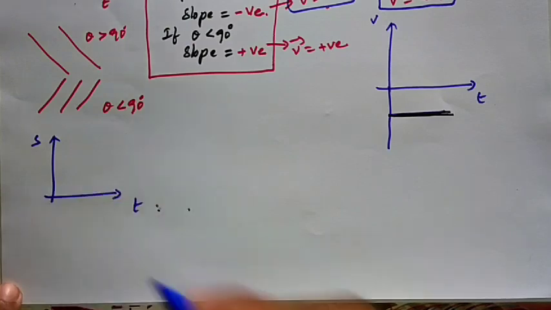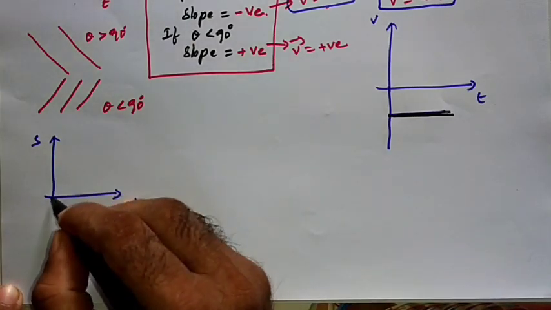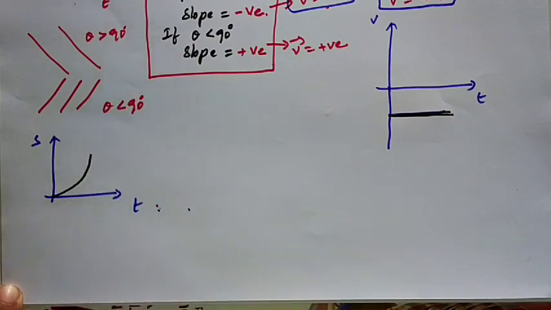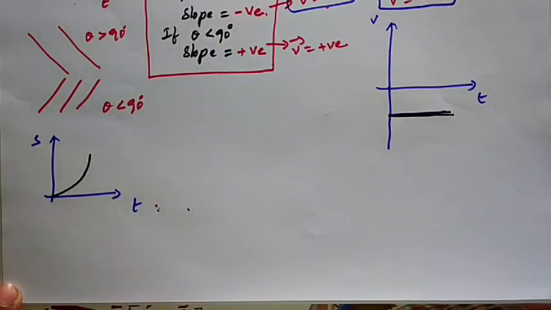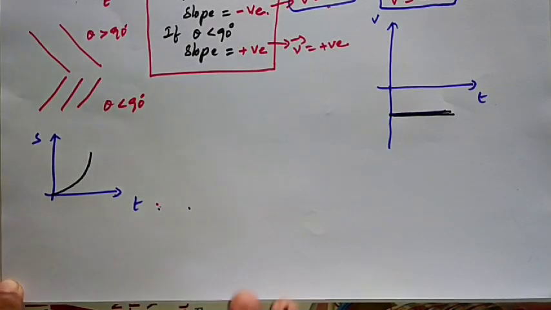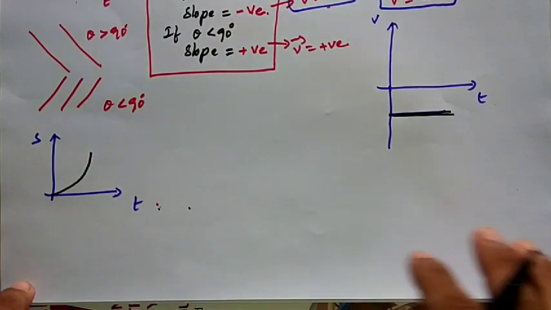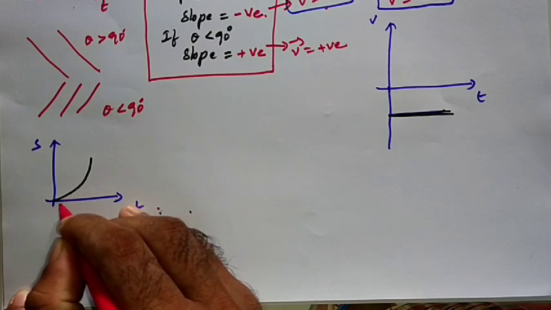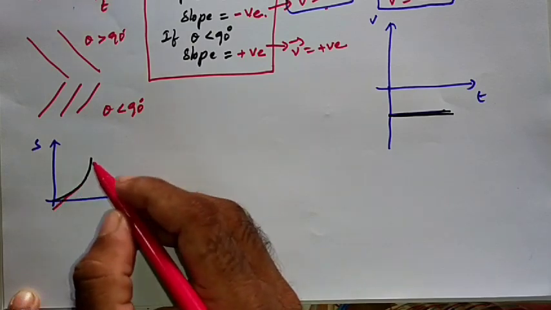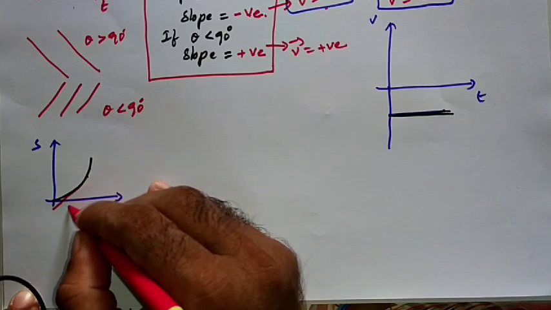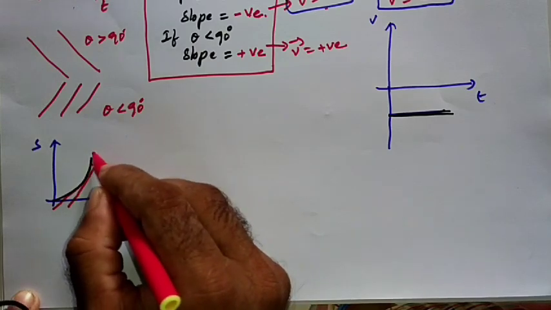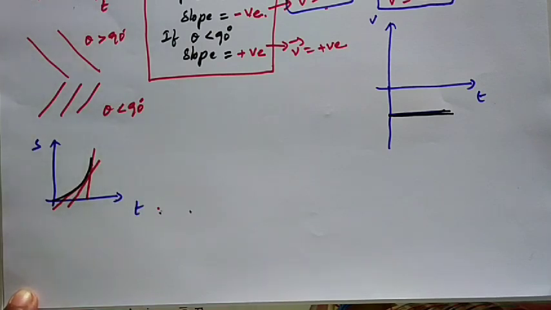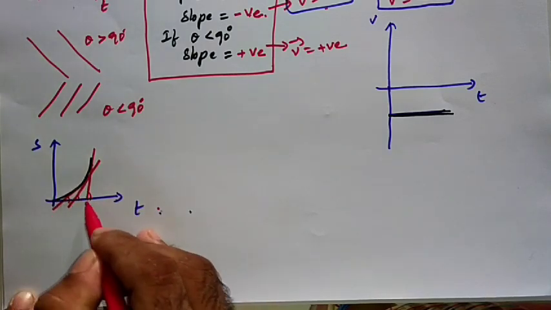Displacement time graph. Now the shape of the displacement time graph is a curve. Already you have seen, if the displacement time graph is a curve, it is accelerated motion. Now let us see whether it is accelerated or retardation. Let me draw the slope for this. How to draw the slope? You draw a tangent. First at this point you draw a tangent. This is the tangent. At this point you draw a tangent. This is the tangent. At this point you draw a tangent. This is the tangent.